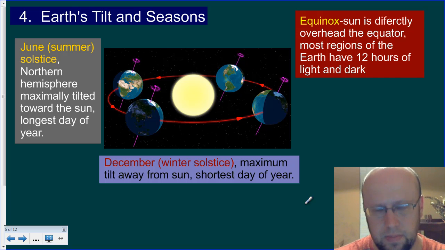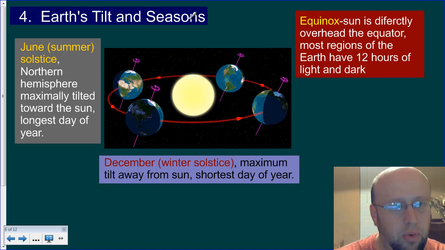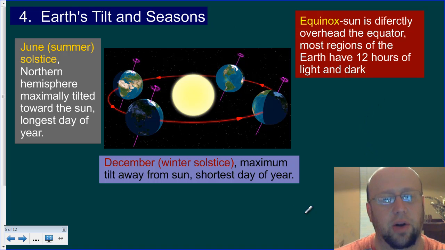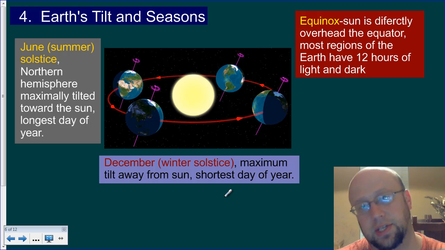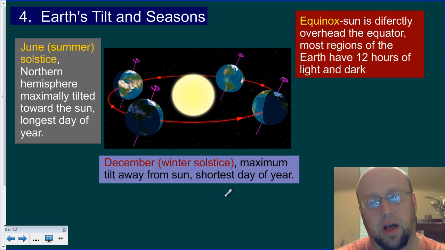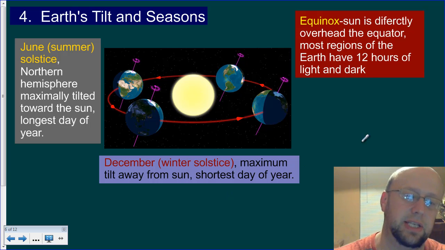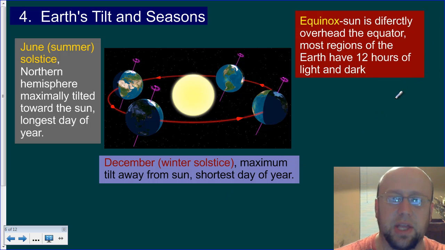So we've already said that the fact that the Earth is tilted results in uneven heating. And so again, we want to just sort of reiterate that point that the Earth's tilt and seasons are going to result in that uneven heating that's going to say, hey, in this time of the year, we're going to have a lot more heat. At this time, we're going to have a lot less heat. A few terms to go along with that I think you guys should know.